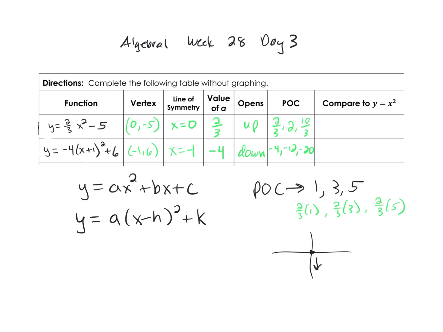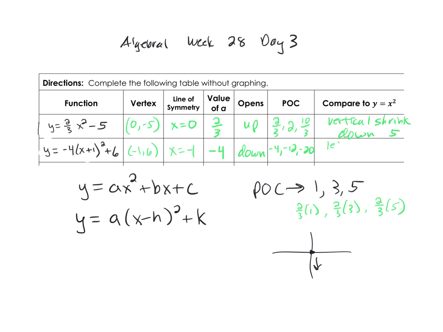And then this is similar to yesterday's worksheet. This is a vertical shrink. This means down 5 units, so you can write vertical shrink and down 5.